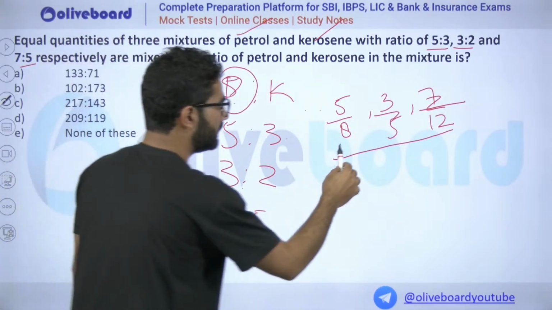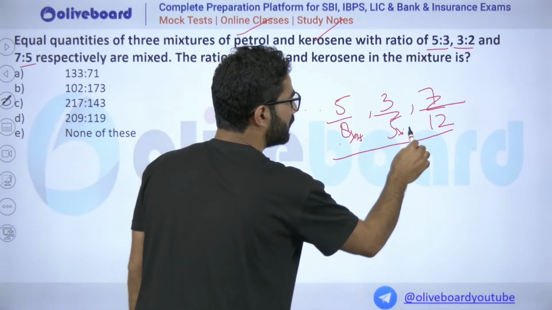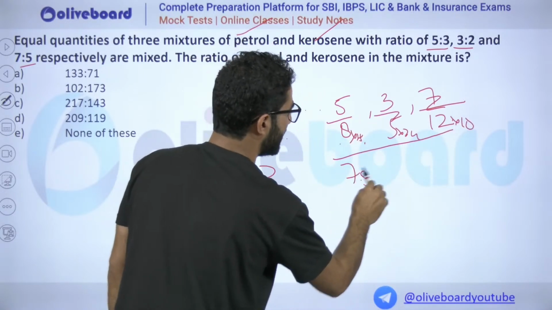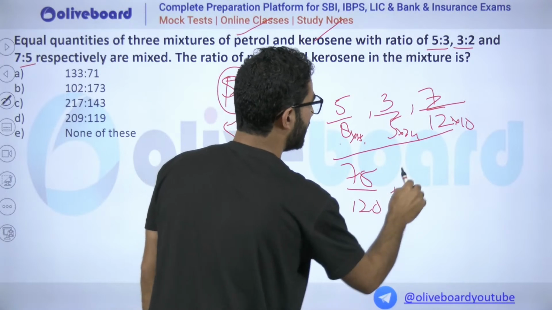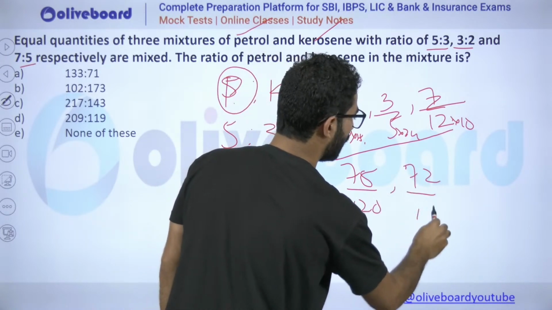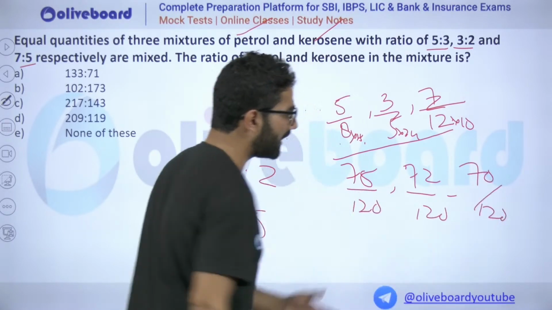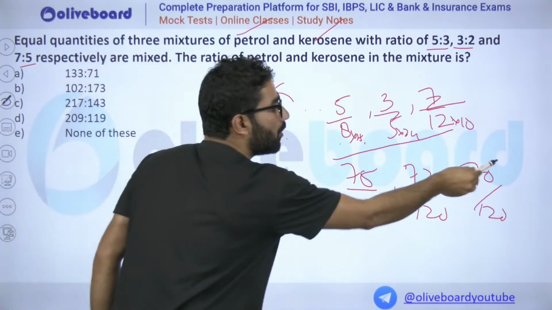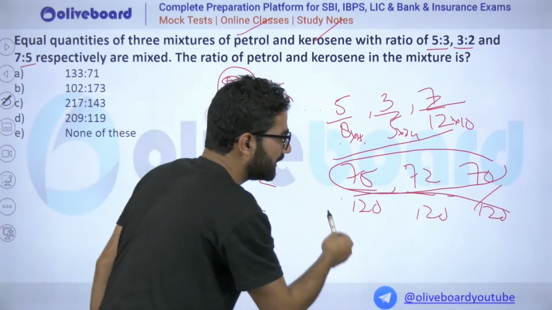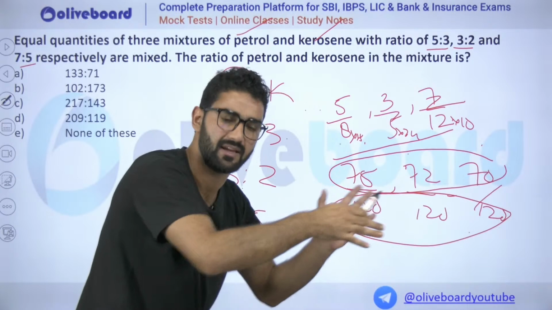Now, if you see, you have to multiply this with how much? 15. Multiply this with 24. Multiply this with how much? 10. You will get 75 upon 120, then 72 upon 120, and 70 upon 120. So you got this data. It means this is the petrol and this is the total. Total minus petrol gives you kerosene, and you can get the ratio.